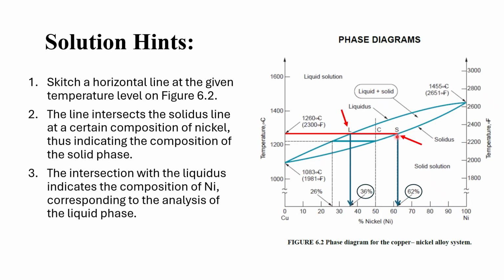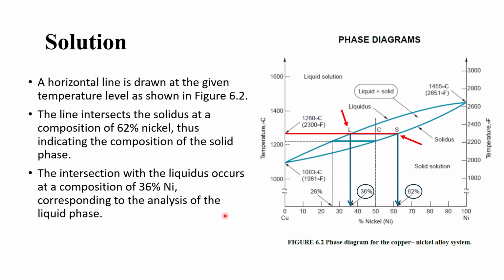Now we go to the next step, the intersection with the liquid state. The liquid phase is going to represent 36%. So the intersection with the liquidus indicates the composition of the nickel corresponding to the analysis of the liquid phase. A horizontal line is drawn at the given temperature, as shown at this level. The line intersects the solidus at a nickel composition of 62%, thus indicating the composition of the solid phase. The intersection with the liquidus occurs at a composition of 36% nickel, corresponding to the analysis of the liquid phase.